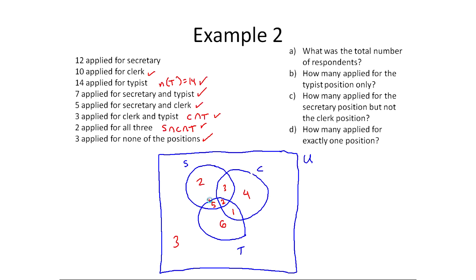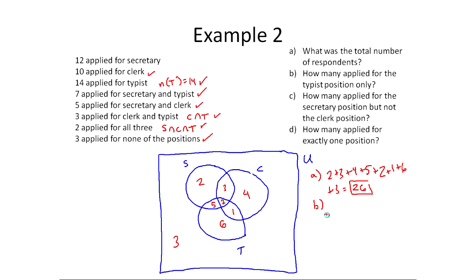Now we can start answering the questions. So A says, what was the total number of respondents? Well, that's just because we took care of the overlap, we didn't double count anywhere, we can just add up these numbers. Don't forget the ones that responded but didn't apply for the right thing. And so when we add these numbers up, we got 5 plus 9 plus 2 plus 7 plus 3, we get 26. So that would be the total.